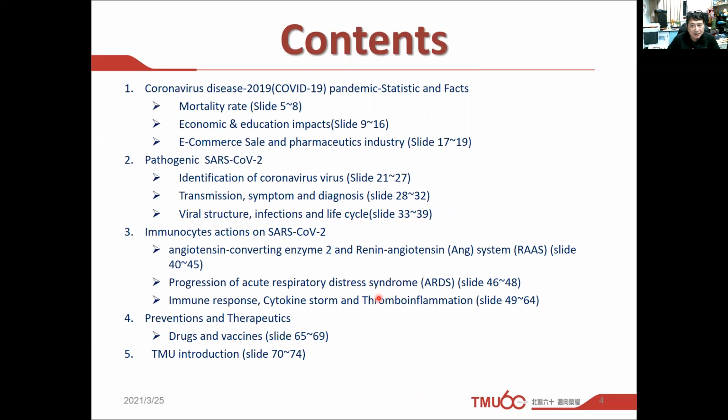Now, the slide outlines today's presentation content. This slide outlines three contents, including five categories. The first one is COVID-19 statistics of the pandemic, including mortality rate among the different countries and impacts on the economy, in the industry sector, and education. The third one, we will report some industries that benefit from COVID-19.